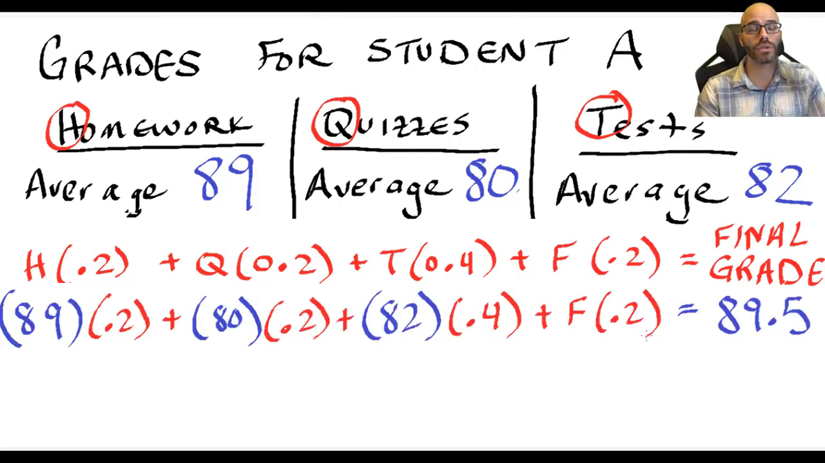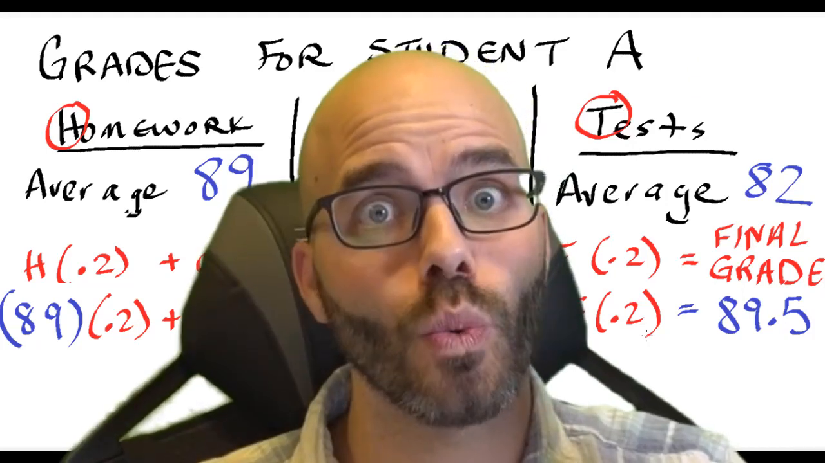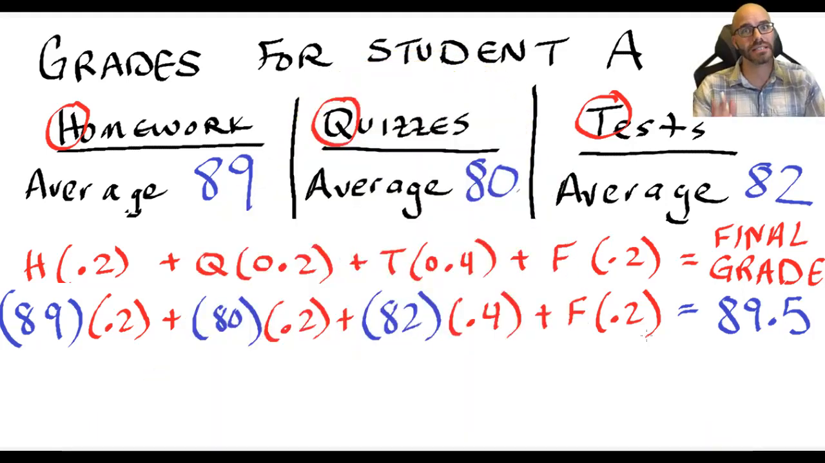All right, this is what it would look like. So we have an average in our homework category of 89. That's going to be multiplied by 0.2. The 80 average for the quiz category is going to be multiplied by 0.2, which represents 20%. The 82 test average is going to be multiplied by 0.4 because tests weigh more. And then lastly, the final exam, which is what we're trying to find, is multiplied by 0.2.